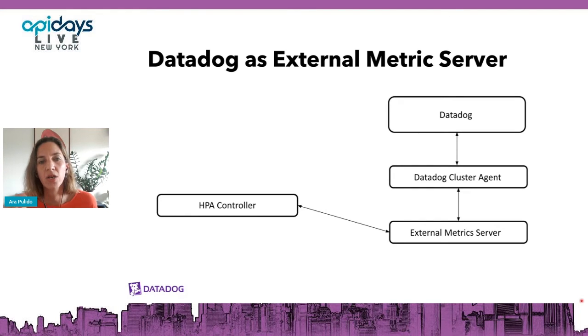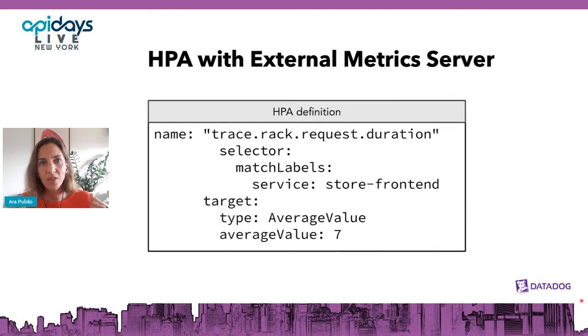Datadog implements it through the cluster agent that we saw previously. And basically, it allows you to say, okay, for any metric that I need for my scaling decisions, put it in a way that the HPA can understand. So the HPA is a way to make sure that no matter where that metric comes from, the HPA is going to understand it.